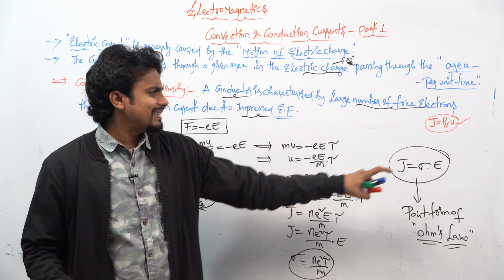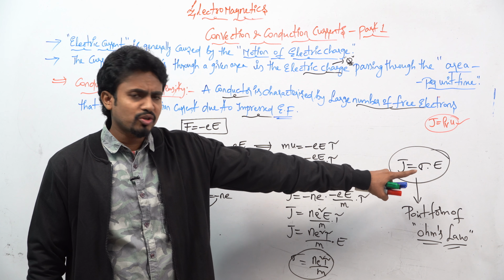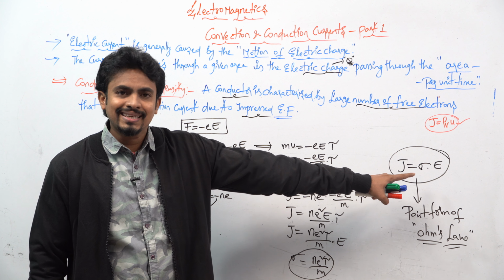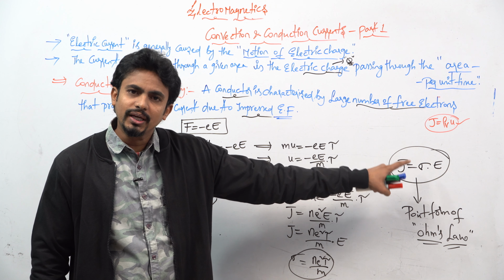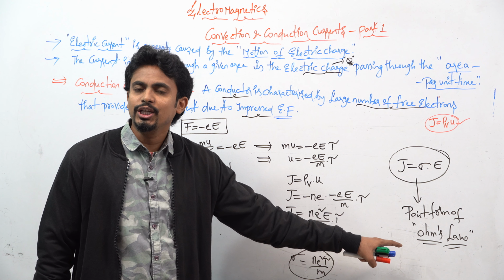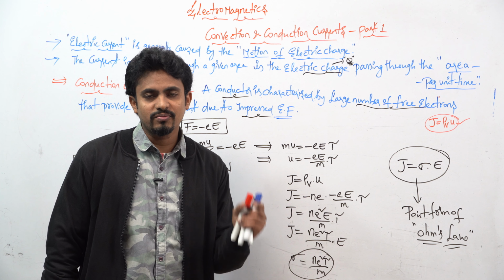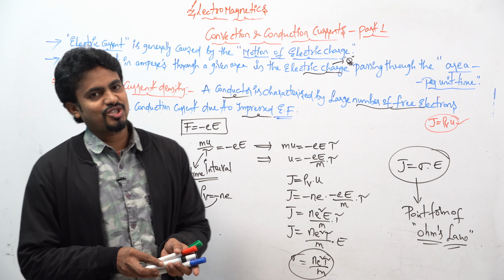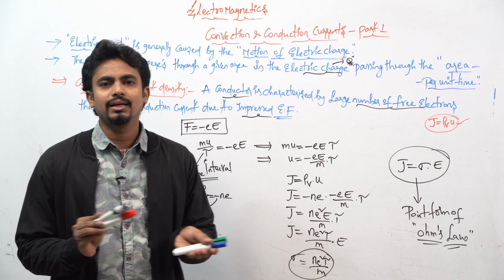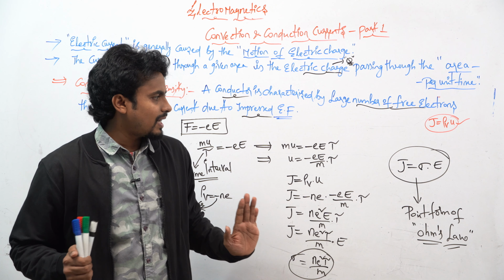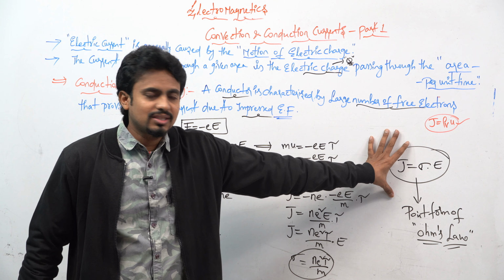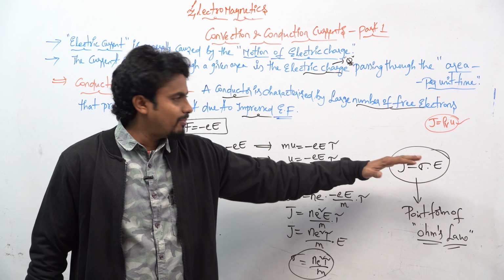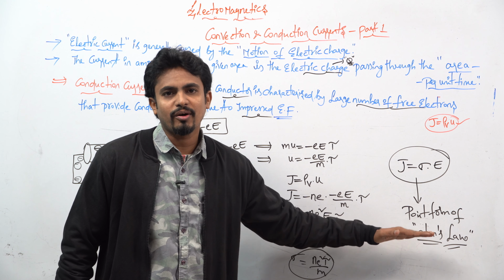Directly I will take J is directly proportional to E, or J is equal to sigma E. From here only I will solve V is equal to I into R, Ohm's law. If you want that process, just watch that lecture. If you don't need it, for this class this is enough: J is equal to sigma into E.